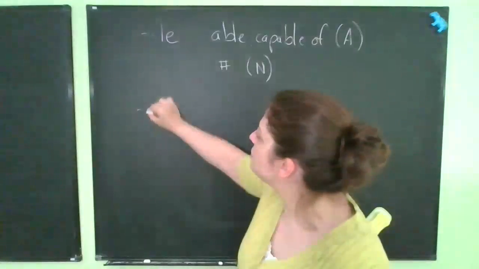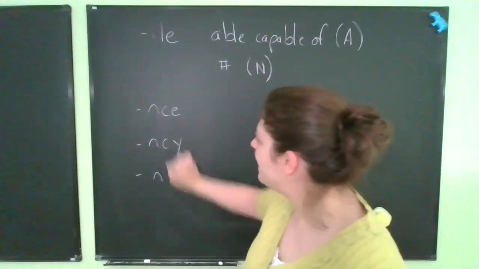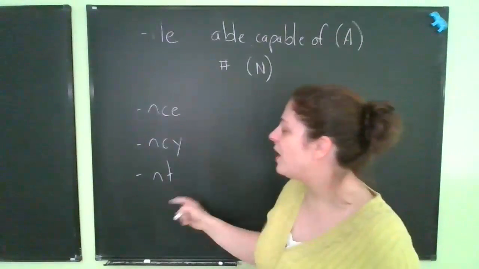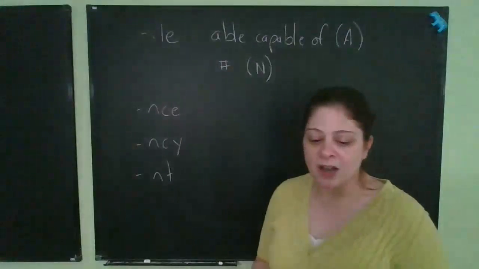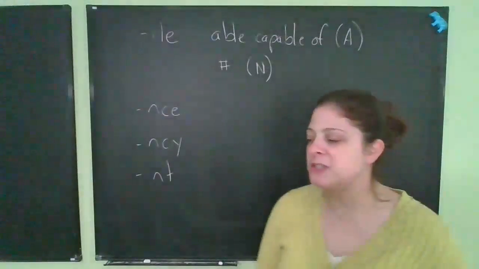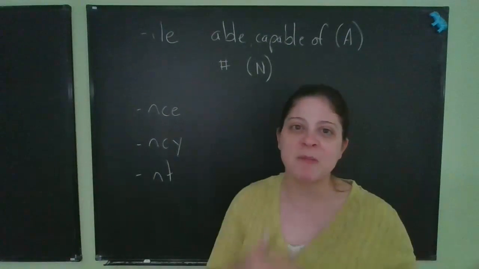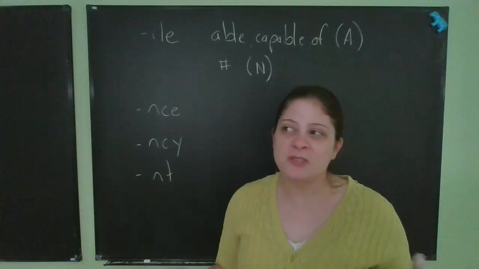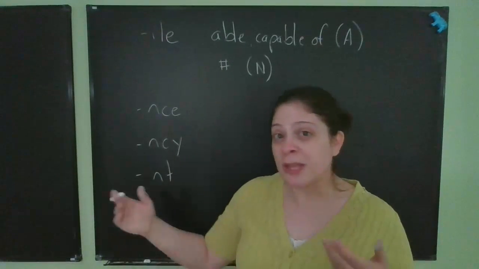And then I want to do a related set. NCE, NCY, and NT. These all come from Latin. And they, in fact, come from Latin participles. So if you're not familiar with what a participle is, it's a form of the verb that indicates the action going on and can modify another word. So it's frequently the form of the verb ending in ing, like going, running, doing, eating, right?